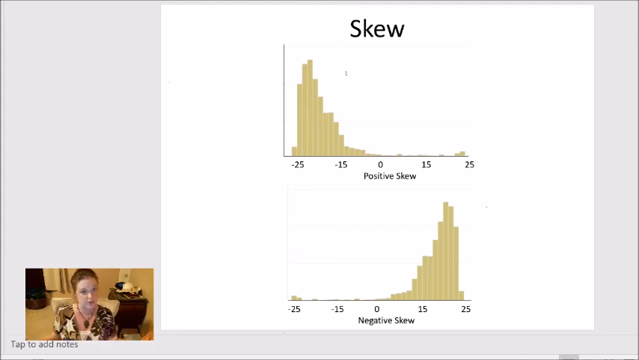Where those extra extreme scores are, that is the direction of the skew, because any average is going to get skewed in that direction. And that's all I have for you today.